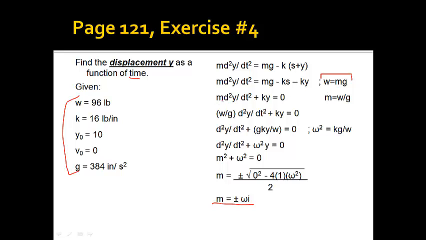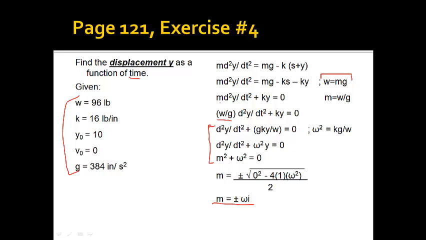Here, this is case 1. Since our roots are not equal, our yc will be c1 plus c2 times e raised to negative x.